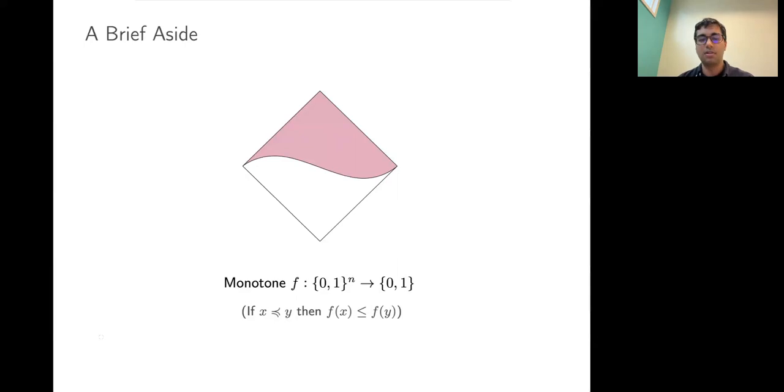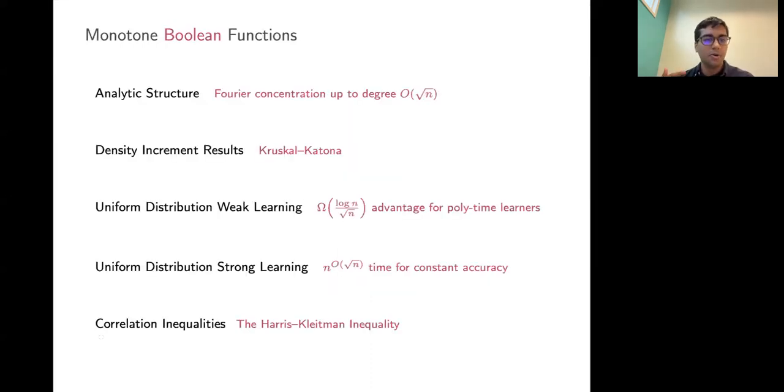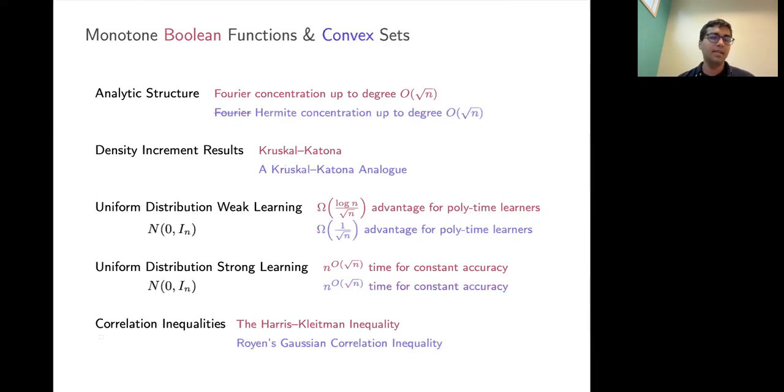And these are very natural, very simple objects that show up everywhere in combinatorics and theoretical computer science, right? And they're super well studied. We know a lot about their analytic structure. We know about density increment results, learnability. We know things like correlation inequalities for these functions. But you can ask these exact same questions about convex sets as well, right? So you can ask about the analytic structure of convex sets. Obviously, you replace the uniform distribution with the Gaussian distribution, and replace the Fourier basis with the Hermite basis. You can ask about learnability. You can ask about correlation inequalities.